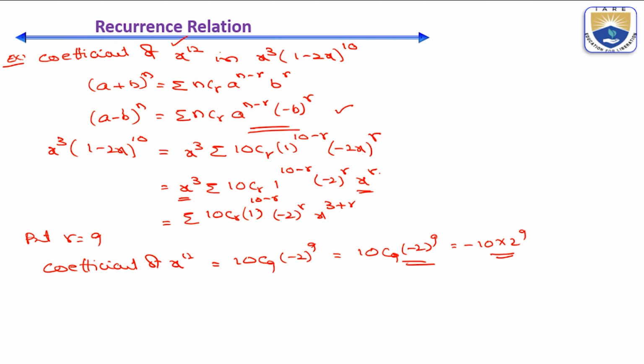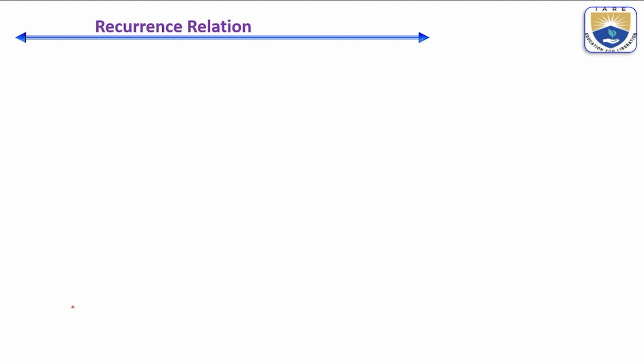So this is the way that we are going to find out the coefficient of x power 12 in the positive powers, if we are going to consider. And another one, let us discuss another problem. Find the coefficient of x to the power of 5 in (1 minus 2x) whole to the power of minus 7.